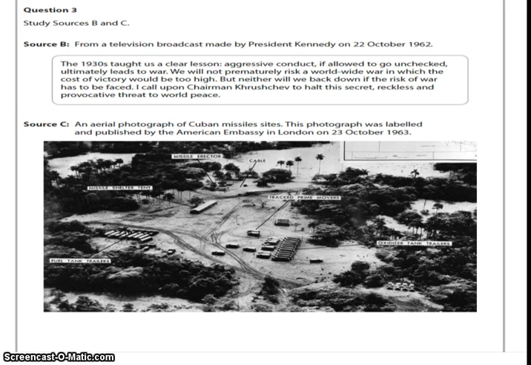October 1962. The 1930s taught us a clear lesson. Aggressive conduct, if allowed to go unchecked, ultimately leads to war. We will not prematurely risk a worldwide war in which the cost of victory would be too high. But neither will we back down if the risk of war has to be faced. I call upon Chairman Khrushchev to halt this secret, reckless and provocative threat to world peace.